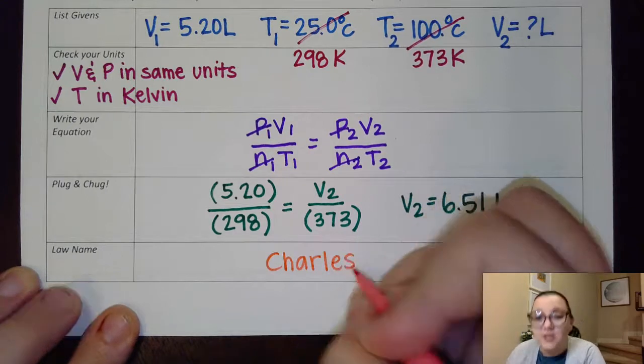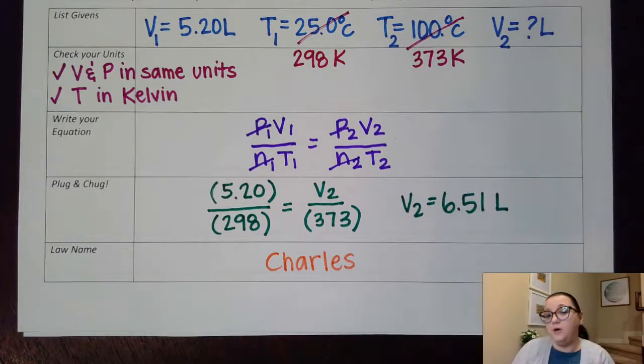Now, if I use more than 2 variables, even if it's just 3, it doesn't have to be all 4, but even if I use 3, I would call it combined. But if I only use 2 variables, then we want to give it the name of either Boyle's, Charles's, Gay-Lussac's, or Avogadro's.